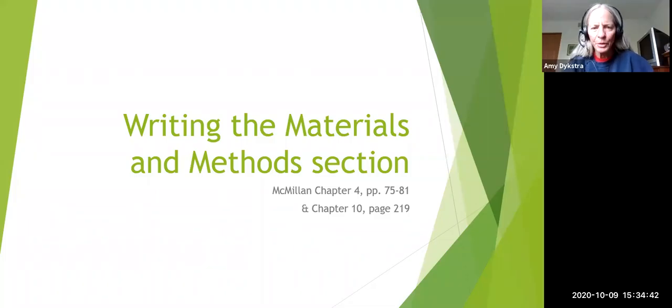In this video, I'm going to walk you through some things to keep in mind as you are writing your materials and methods section. And there's information in Macmillan about writing the materials and methods section for your research proposal in chapter 10 on page 219, but it's really only a paragraph there. And so a lot of this information I pulled from chapter 4, pages 75 to 81, which considers in detail the things that you should include in the materials and methods section.